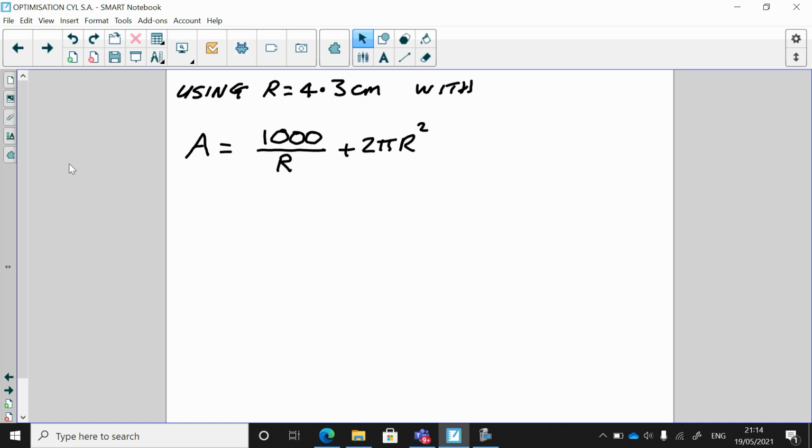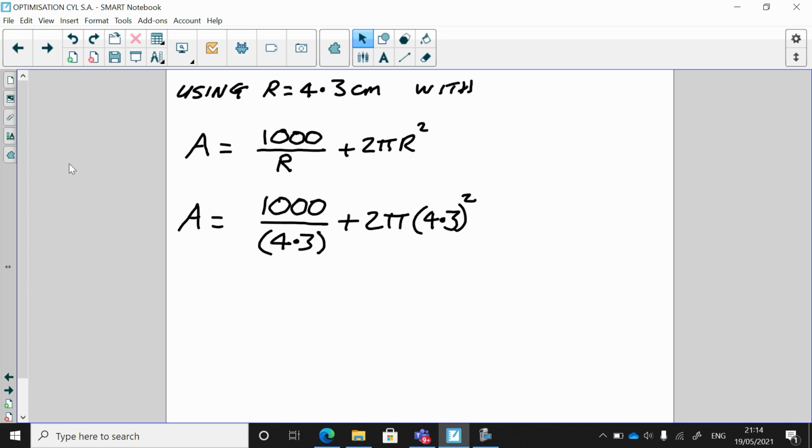Let's take 4.3 and put it into the area formula, not the one that involves h, but the one we come up with when we replace the h, so it only depends on r. Let's put in 4.3 in here. We'll probably come up with an approximation, a decimal.